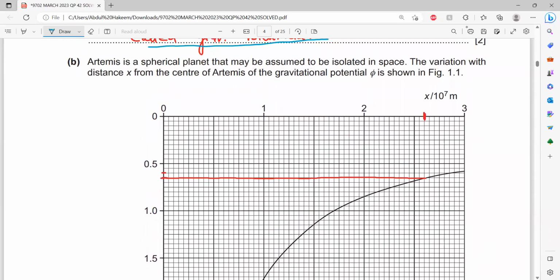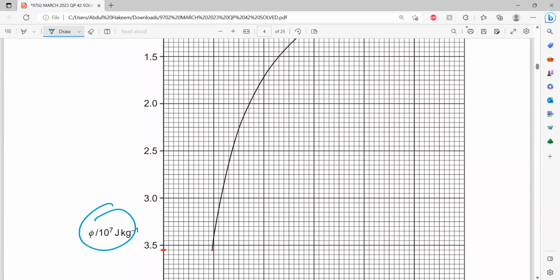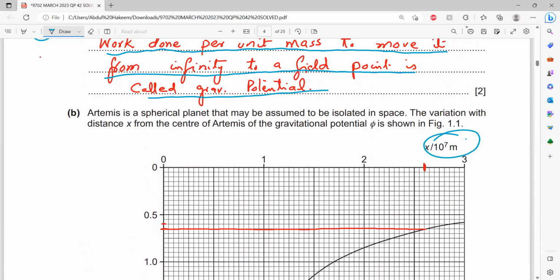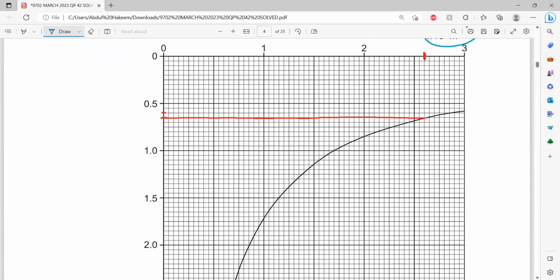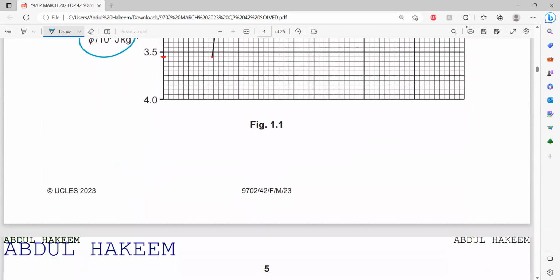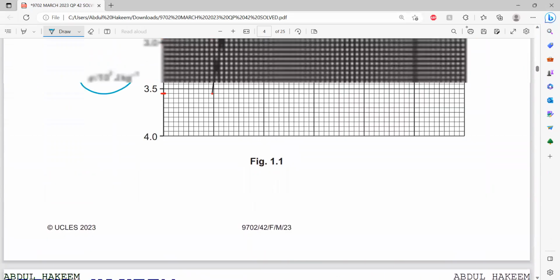On the x-axis, this is the distance from the center of the planet, and on the y-axis, there is the gravitational potential. The gravitational potential inside the field is negative, so the whole graph is plotted below 0. These are the negative values. And the question is, the radius of Artemis is 4,800 kilometers. Determine the value of phi on the surface of Artemis.